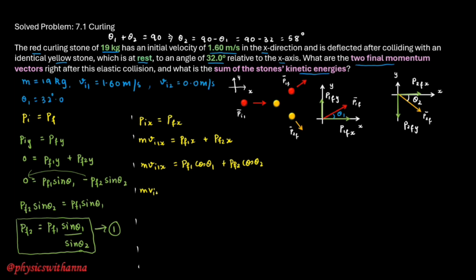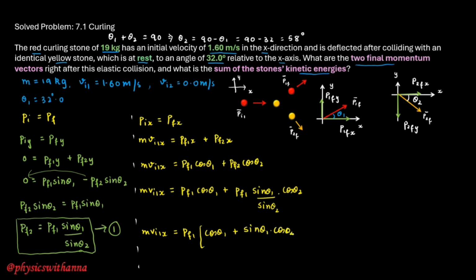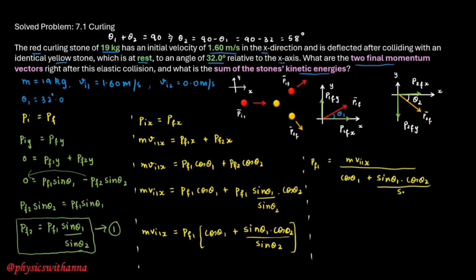We write m v initial 1x equals P final 1 cosine theta 1 plus, in place of P final 2, I'm going to write P final 1 sine theta 1 over sine theta 2 into cosine theta 2. Now take P final 1 common on both sides. So we get m v initial 1x equals P final 1 times cosine theta 1 plus, this whole thing, sine theta 1 times cosine theta 2 over sine theta 2. I want to find what is P final 1, so divide by this whole thing. So we get P final 1 equal to m v1 initial x over cosine theta 1 plus sine theta 1 into cosine theta 2 over sine theta 2.